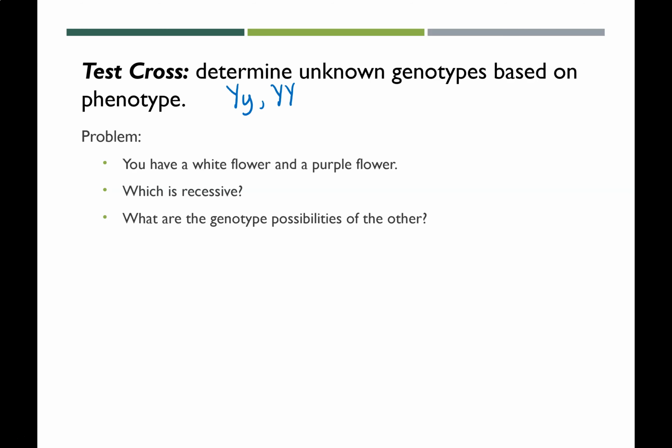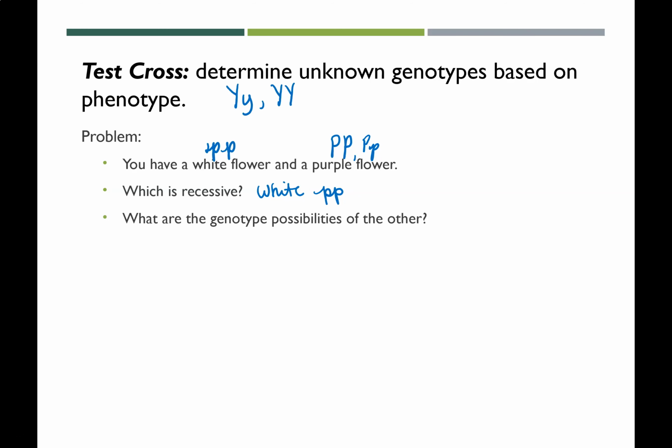So let's say we have a plant that produces white flowers and a plant that produces purple flowers. Now white flowers are recessive, so we're going to call this the little p allele. Purple flowers are dominant, so we're going to call that the big P allele. Those purple flowers could either be homozygous dominant or heterozygous. We know that the white flower is recessive, so any plant that is white is going to have the homozygous recessive genotype.